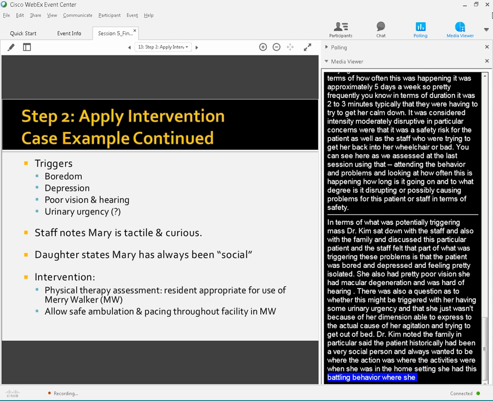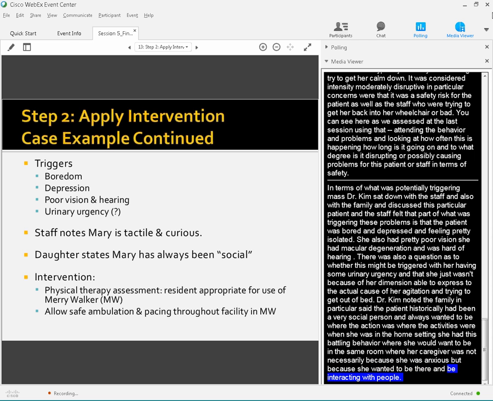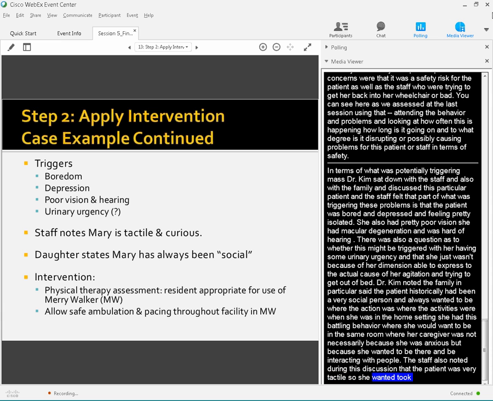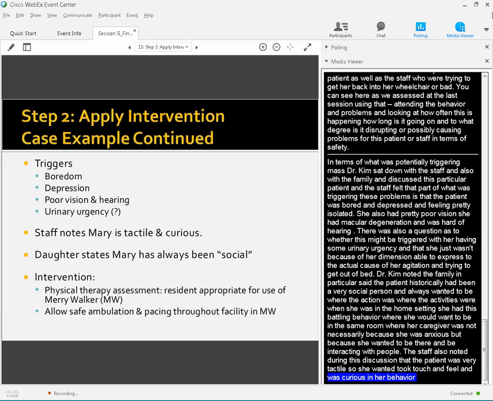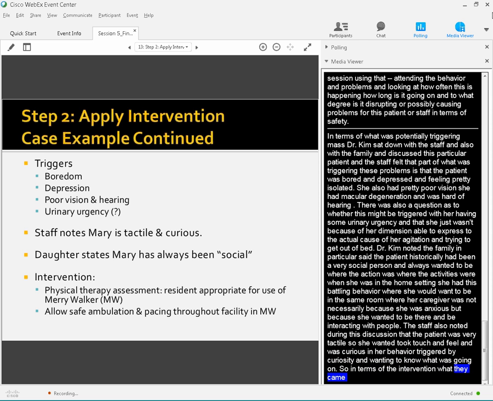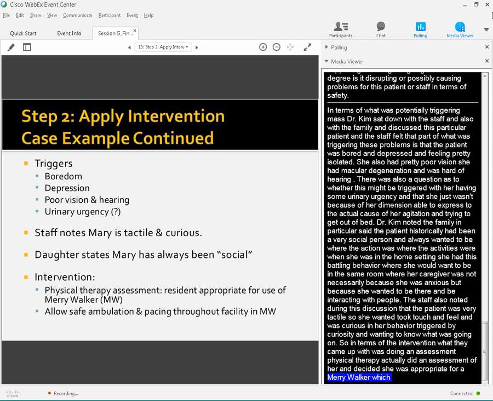The staff also noted during this case discussion, this family discussion, that the patient was very tactile, focused on what she could touch and feel, and very curious, and some of her behavior also seemed to be triggered by this sort of curiosity and wanting to know what was going on. So in terms of the intervention, what they came up with was doing an assessment. Physical therapy actually did a thorough assessment of her and decided that she was appropriate for a Merry Walker, which would then allow her to safely ambulate and walk around the facility without having that increased risk of falling and harming herself.